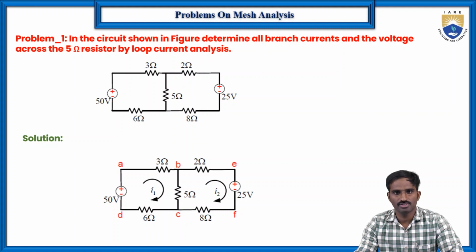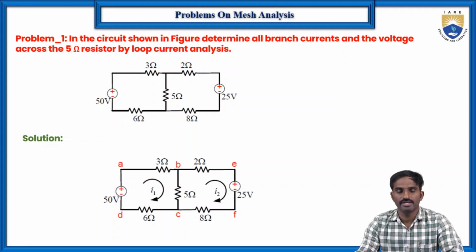For this particular circuit, first let me read the problem. In the circuit shown in the figure, determine all branch currents and the voltage across the 5 ohms resistor by loop current analysis. So by loop analysis, we need to determine all the branch currents as well as the voltage across the 5 ohms resistor. For that, let us first identify how many loops there are.